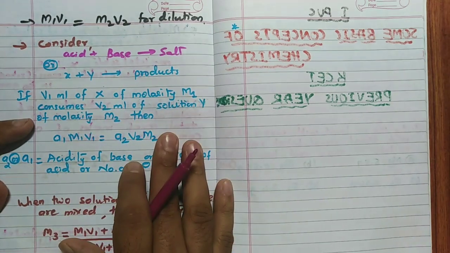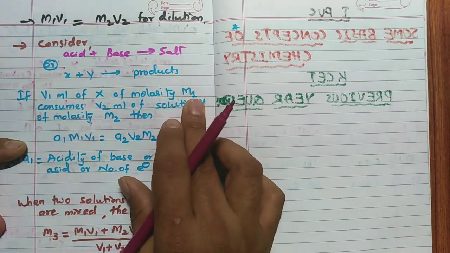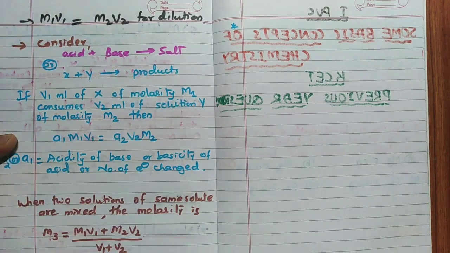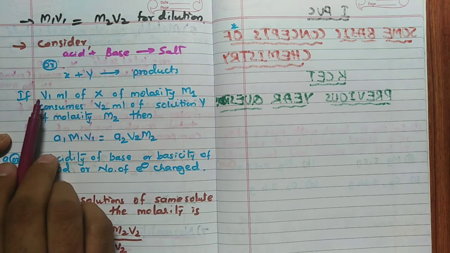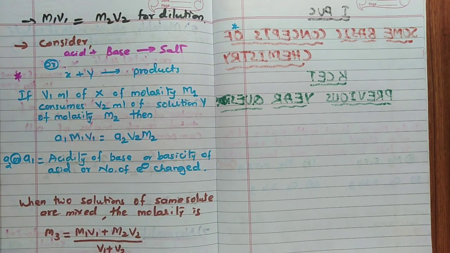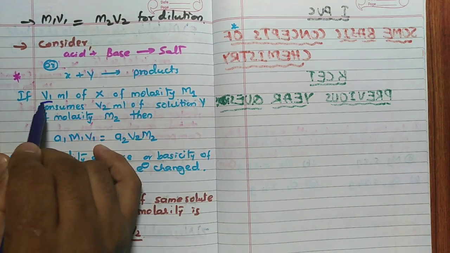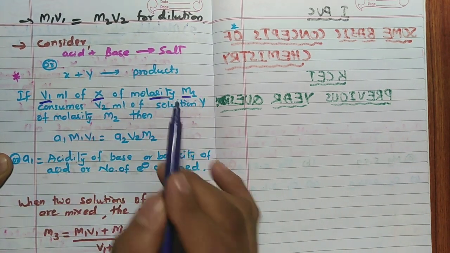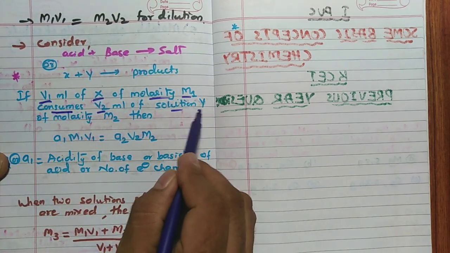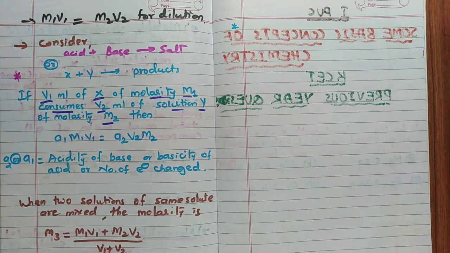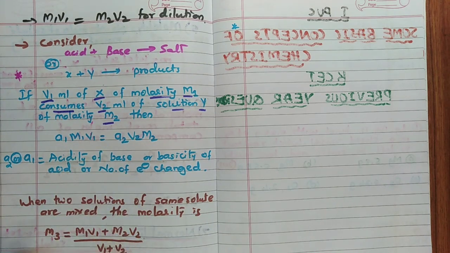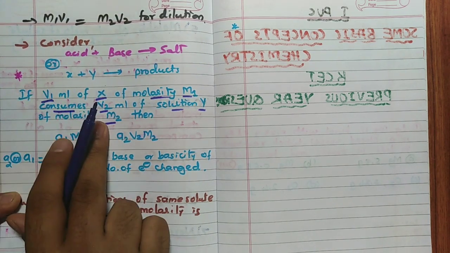Consider acid-base titration, for example, or oxidizing agent, reducing agent titration, or generally X plus Y giving rise to product. If V1 ml of X, very, very important, remember this point, with molarity M1, reacts completely with V2 ml of solution Y with molarity M2, then these two can be equated because this will consume this many amount.